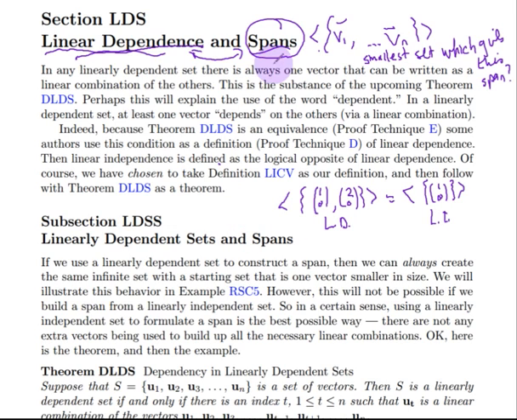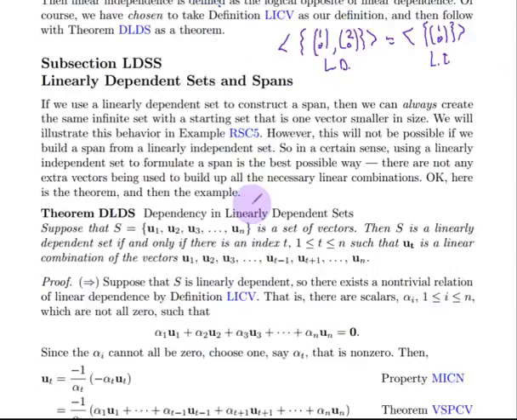Okay. So we're going to make this relationship a little bit more formal, so let's dive into the discussion. If we use a linearly dependent set to construct a span, we can always create the same infinite set, that is the same span, with a starting set that's one vector smaller in size. So what are we saying here? That if we have a linearly dependent set, then you can throw out one vector from that set without reducing the span.